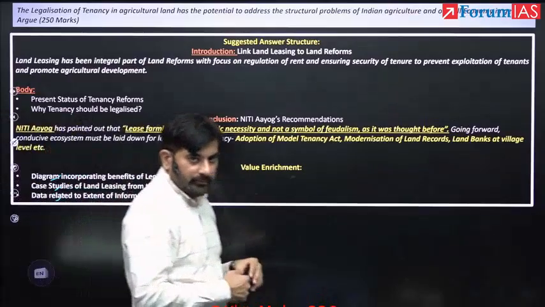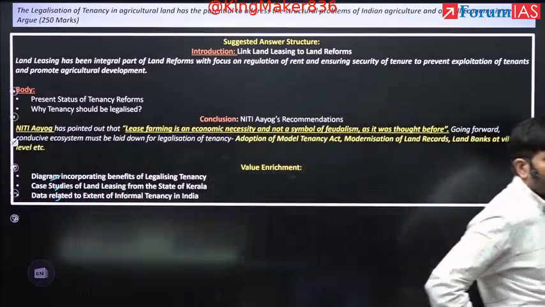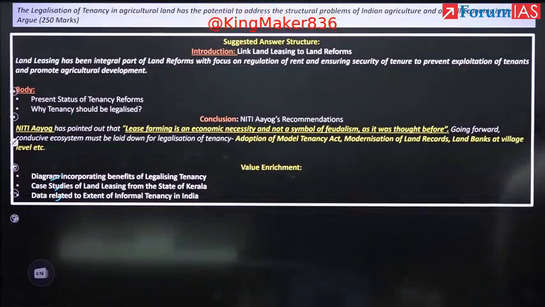Is there any problem? After that, where do you incorporate the present status then? You can do that. As long as you write the present status, I have no problem. You have to incorporate the present status.